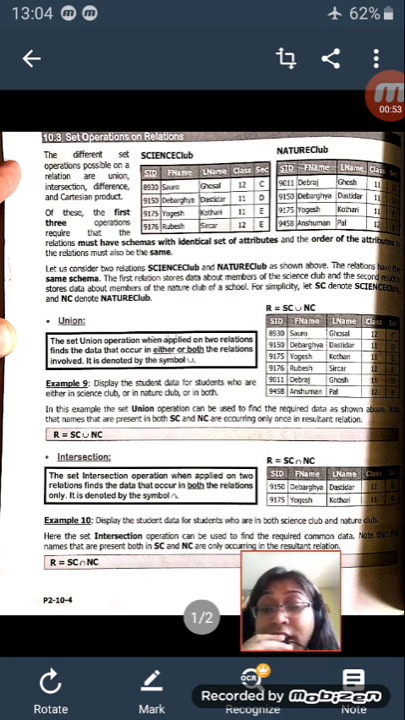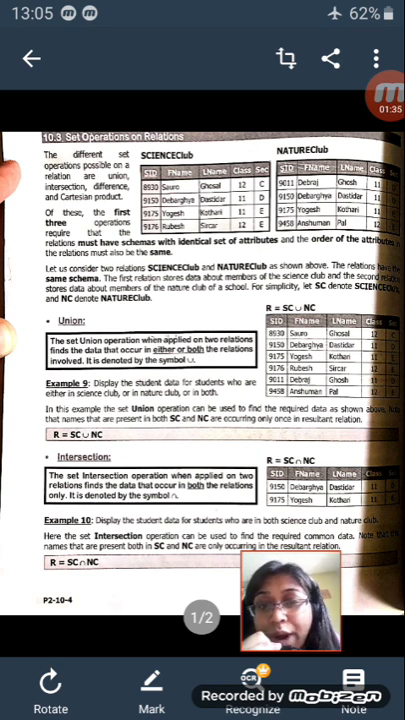So now there are some rules for set operation. There are four types of set operation we will deal with. The first one is union, then intersection, then difference, and the last one is Cartesian product. For union, intersection, and difference, we have to check whether both relations' attributes are identical and the order of them is equal or not. If it is not, then we are not able to perform these three operations on those relations.